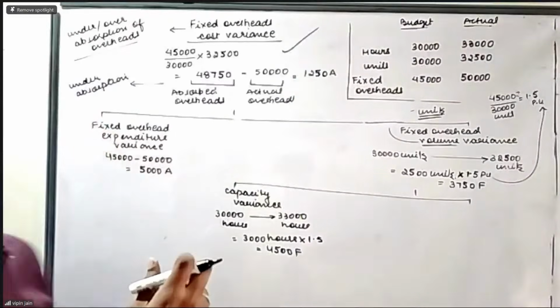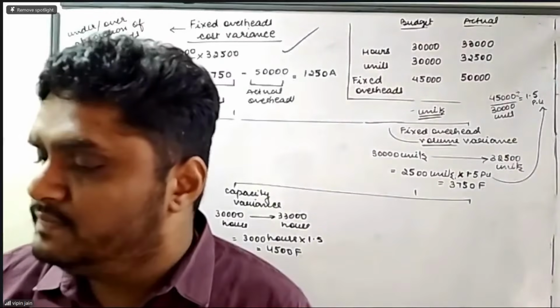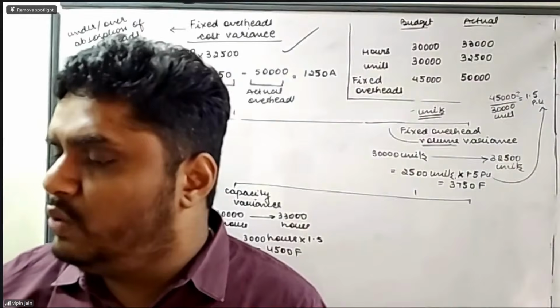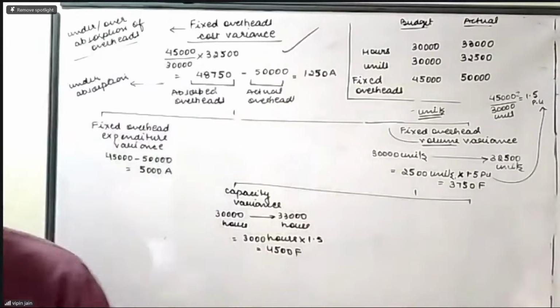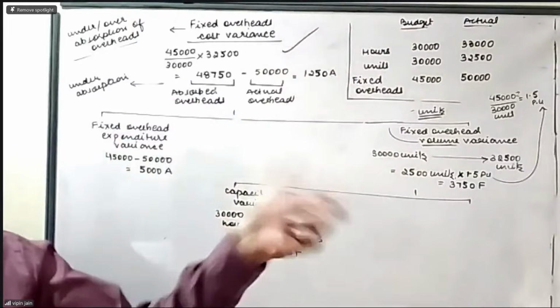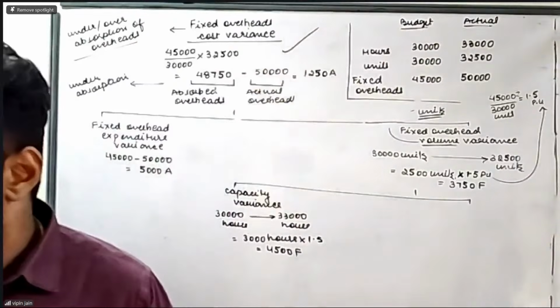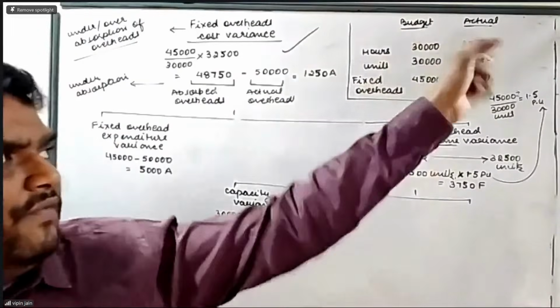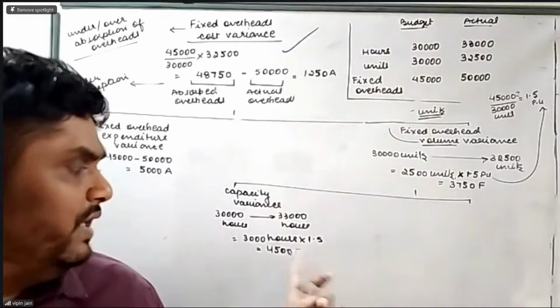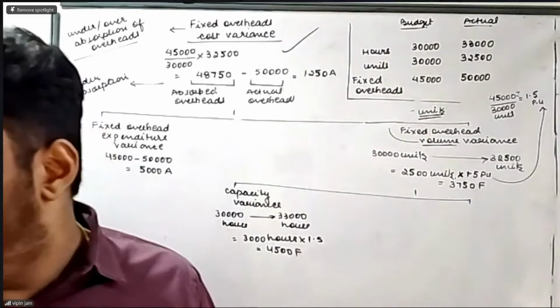Any doubts in this capacity variance? Anyone with any doubts or queries? Since the days are not given, we will assume that the days are same. So our capacity was to work for 30,000 hours. We worked for 33,000 hours. 3,000 hours extra we worked, so into the rate per hour, that is 1.5.